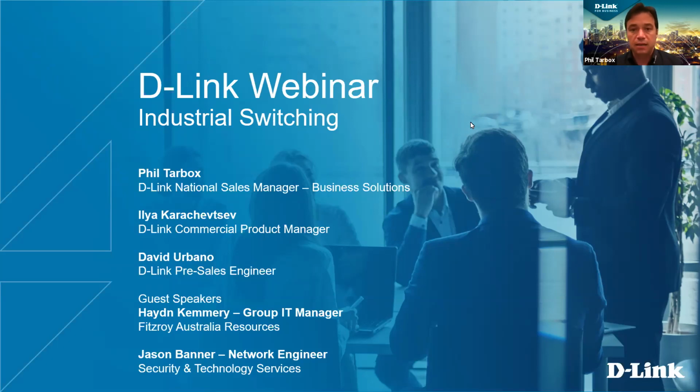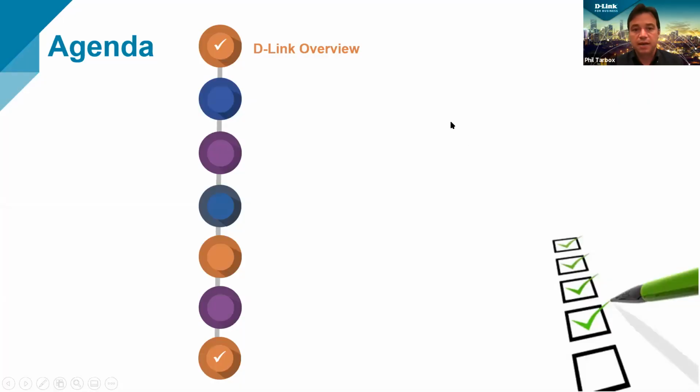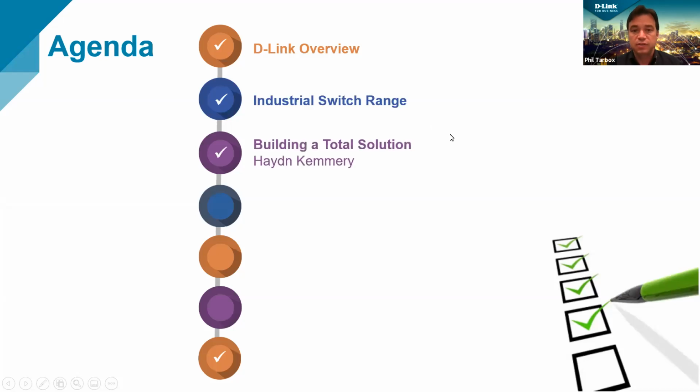All right, so let's get started. Here's what we're going to be covering today. So quick overview as to who D-Link are. We'll be looking at the range of D-Link industrial switches. Haydn will be talking to us about building a total solution, and there's certainly some pretty fascinating technology that the team at Fitzroy Australia Resources have, and a pretty interesting way in which they're using the D-Link industrial switches as well as our fully managed layer 3 switches at the core of their network as well.